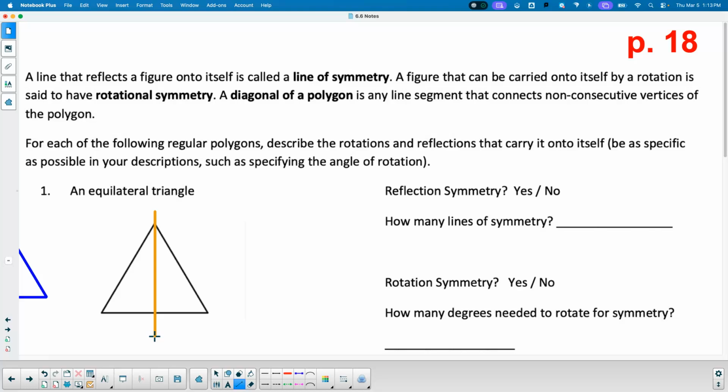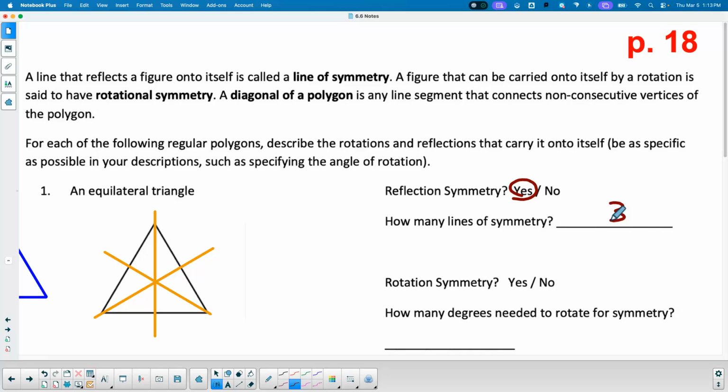Through the bottom left, just draw a line straight. Like that one? Yep. Okay. So yes, there would be reflectional symmetry. And how many? Three of them. Okay.